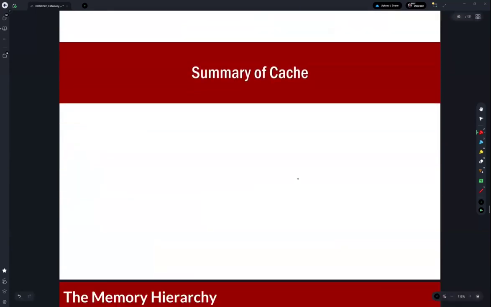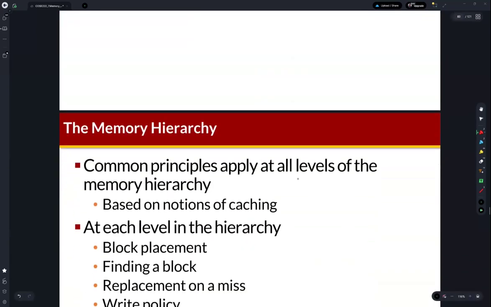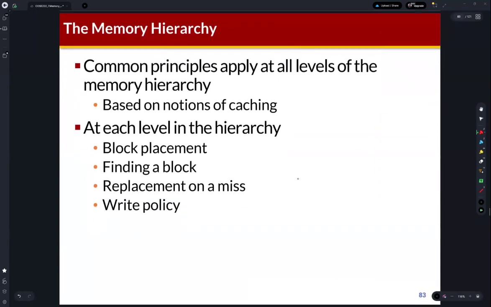Okay, so I will summarize the cache, the memory hierarchy. You need to understand the benefit of a memory hierarchy, right? And then also you need to understand why CPUs use memory hierarchy.